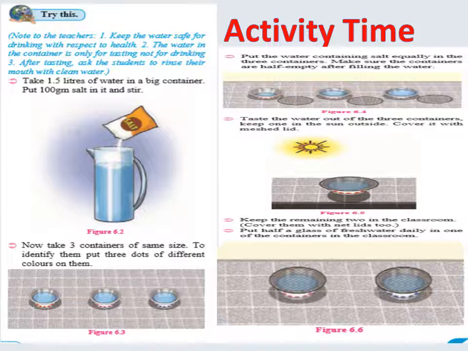Let's quickly read. Take 1.5 liters of water in a big container. Put 100 grams of salt in it and stir. So you can see 1.5 liters of water is there in a big container, and just put 100 grams of salt in it and mix it up. Now take 3 containers of the same size. You can take small containers. To identify them, put 3 dots of different colors on them. You can use any other colors.